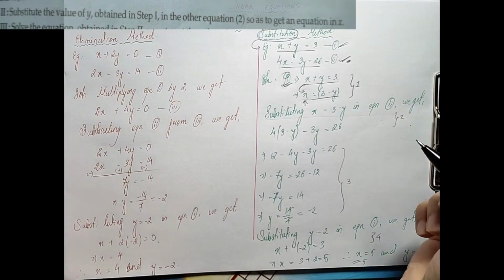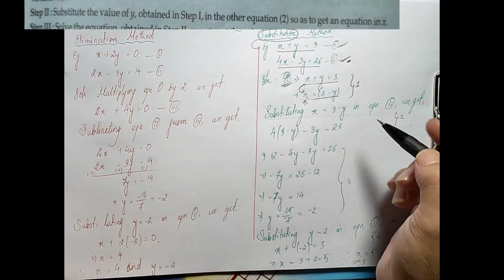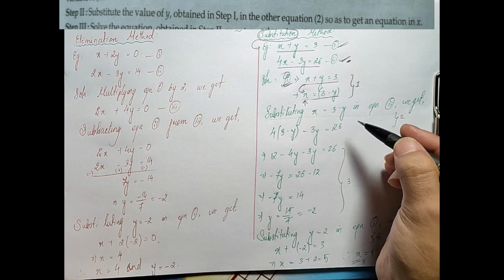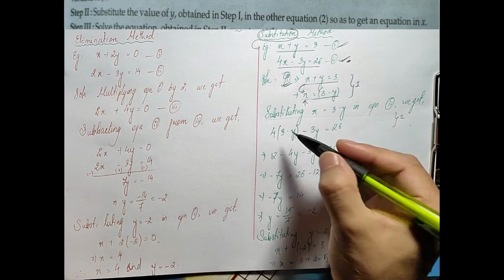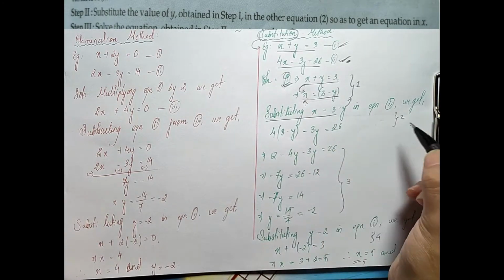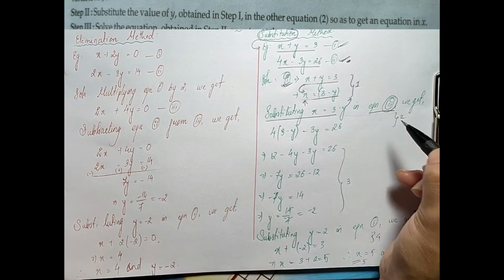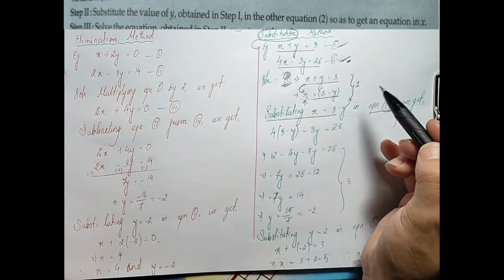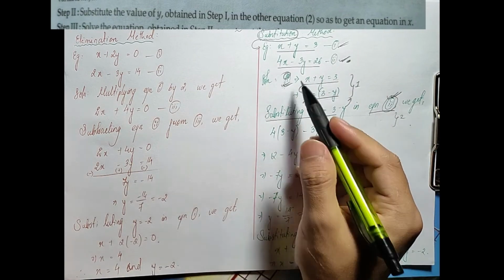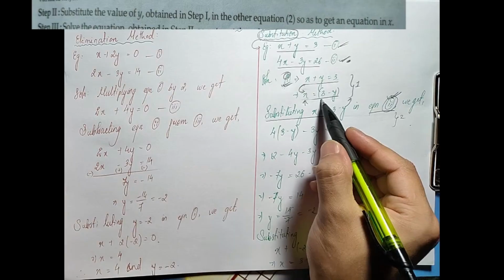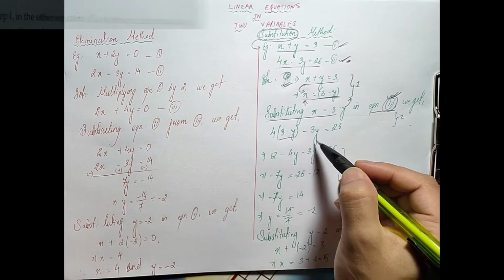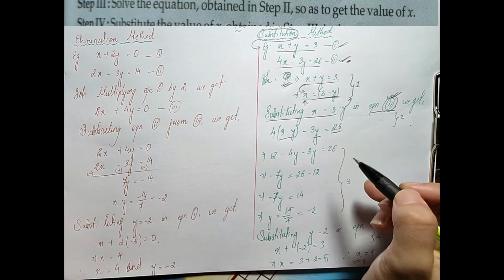Step 2, substitute the value of x or y obtained in step 1 in the other equation, that is 2, so as to get the value of y. So here we'll substitute the value of x we got from the previous equation in the other equation, that is 2. Since we took equation 1 here, we're going to substitute in equation 2. We have x is equal to 3 minus y, so 4 into 3 minus y minus 3y is equal to 26.